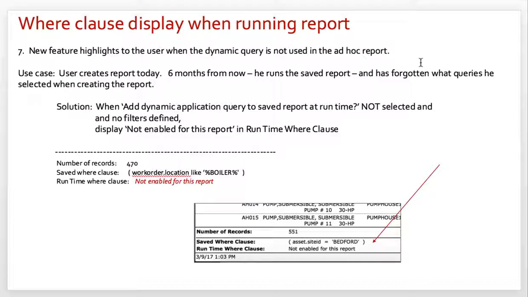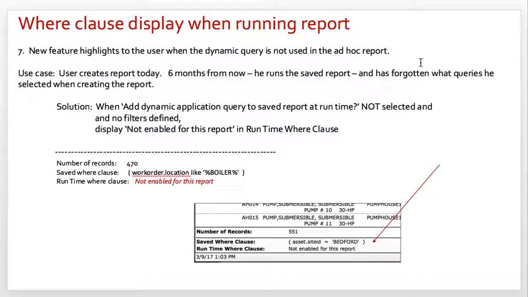A couple other important points is the where clause. The where clause is displayed at the very last page of any ad hoc report. It's a nice display because it gives us the number of records that we saw in our report, but it also highlights what my saved where clause is and my dynamic where clause, or my runtime where clause.